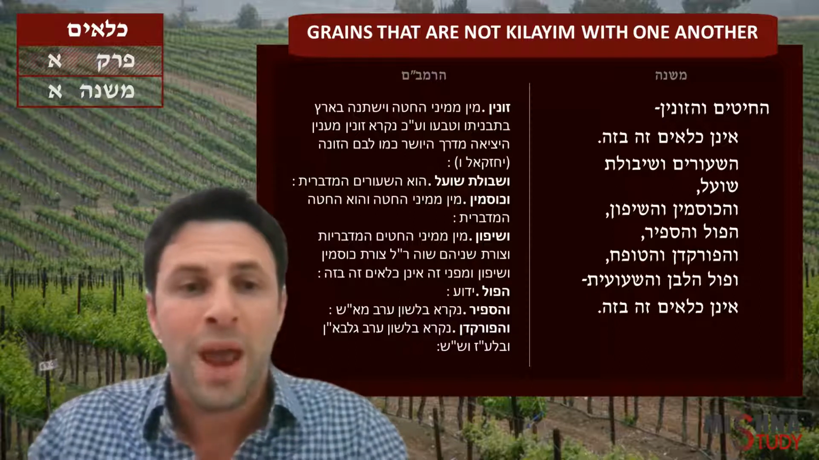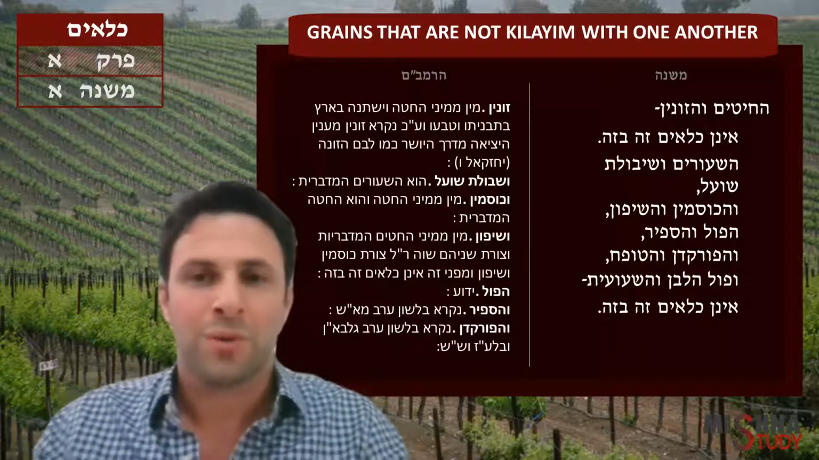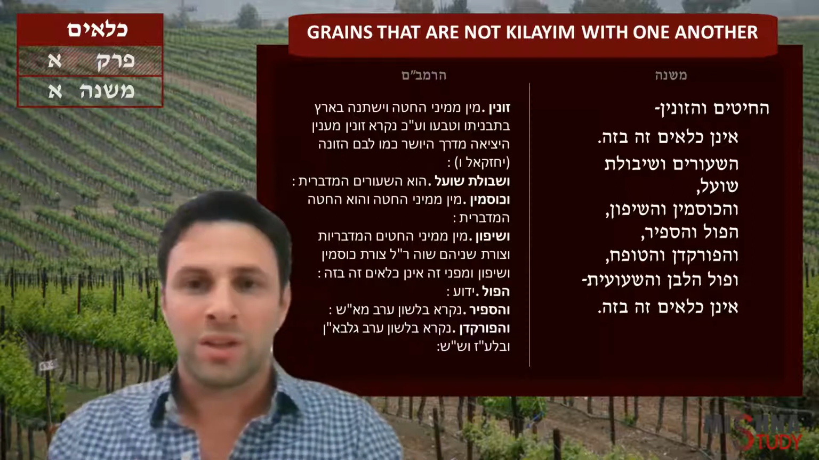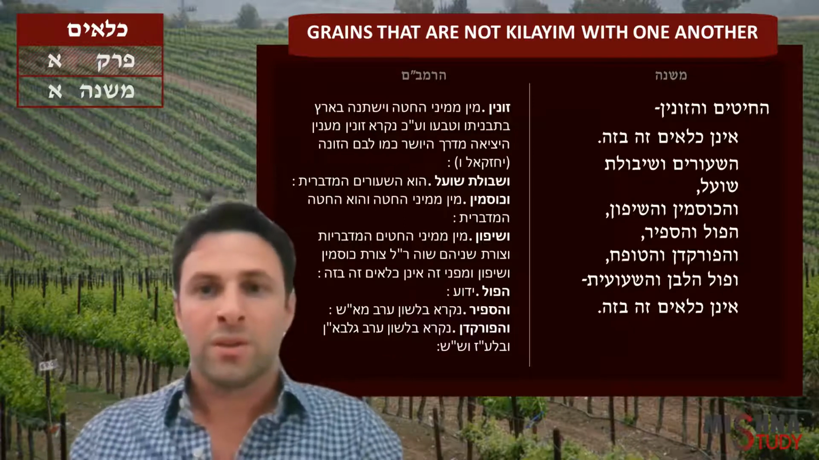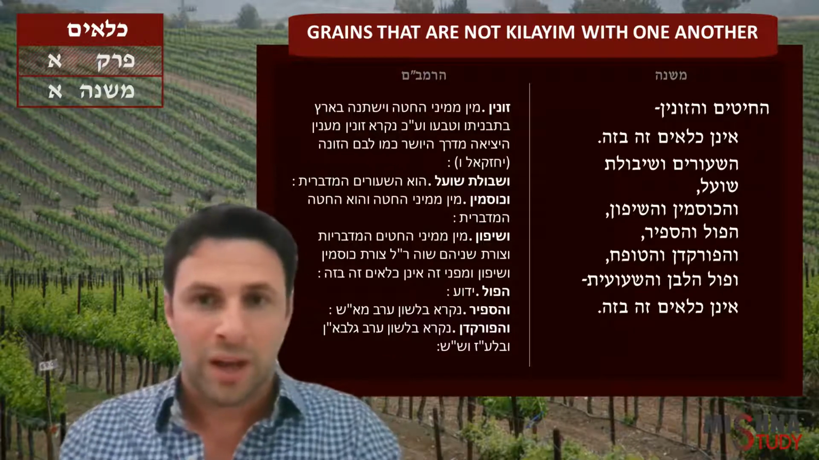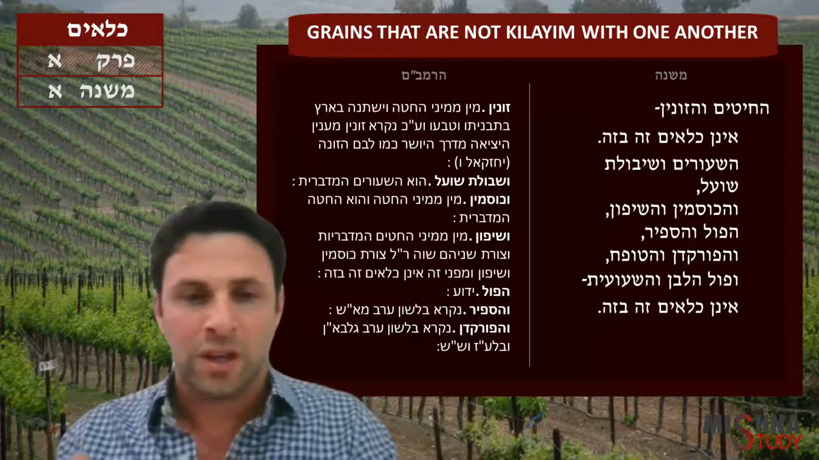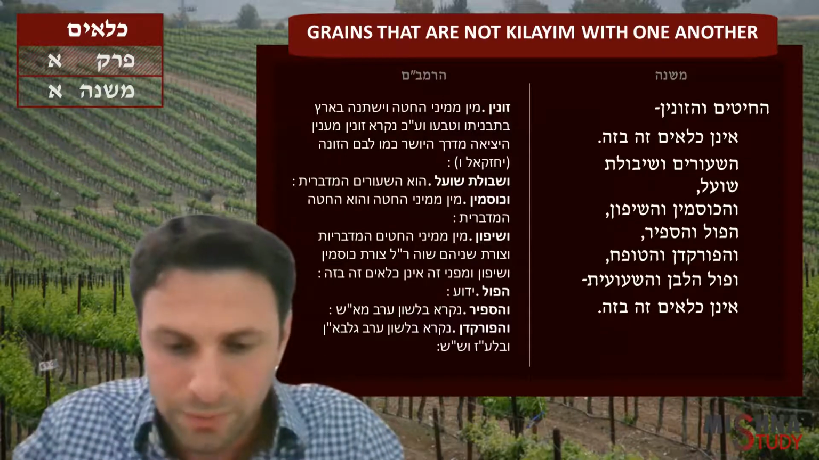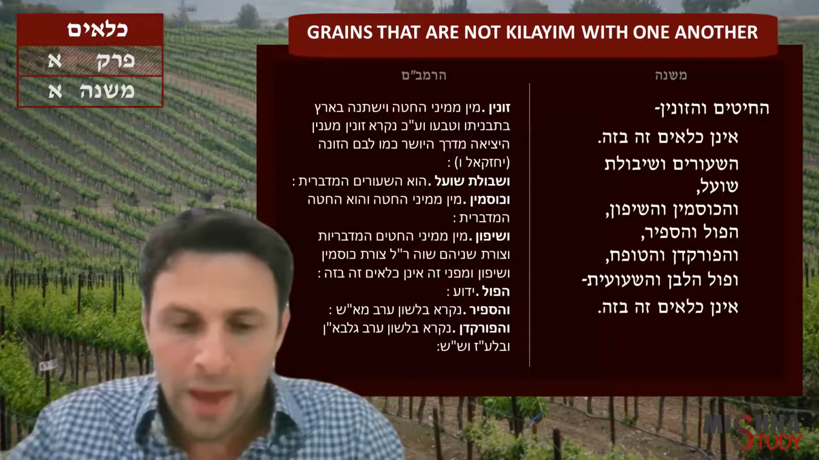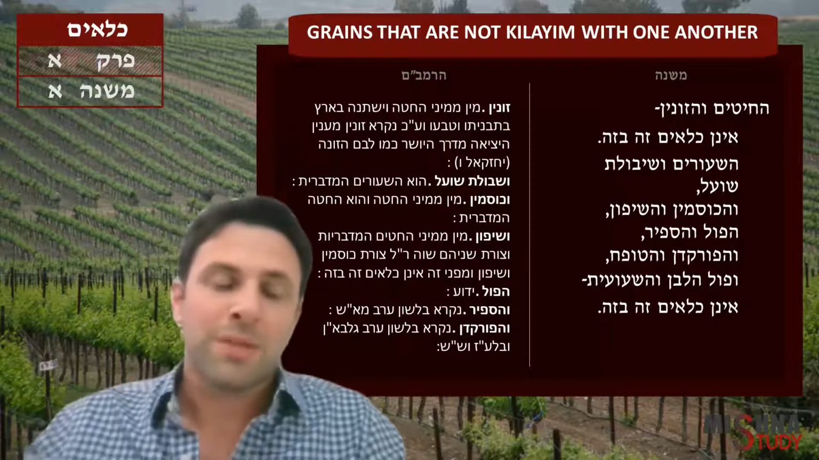Meaning, each of these pairs are not kilayim with one another. Don't think that the barley is not kilayim with the vetchling. Of course, that's kilayim with one another. The se'orim and shibolet shu'al are not kilayim, and the kusmin and the chiffon are not kilayim. Each one of these pairs are not kilayim with one another. And yeah, that sums up our first Mishnah.